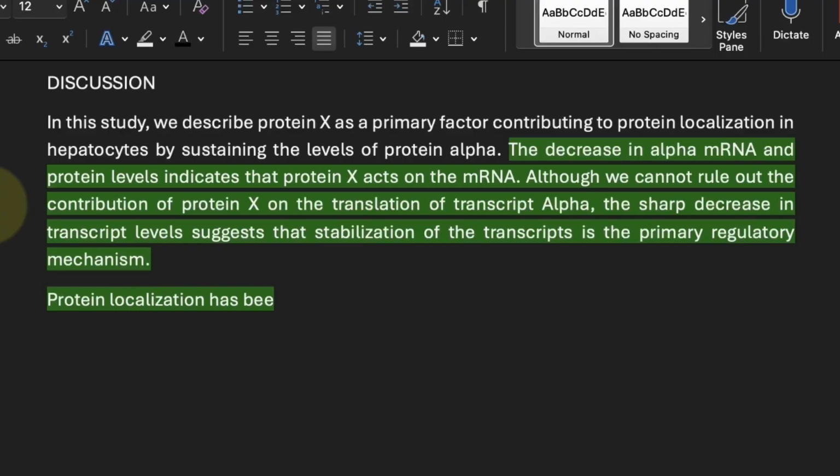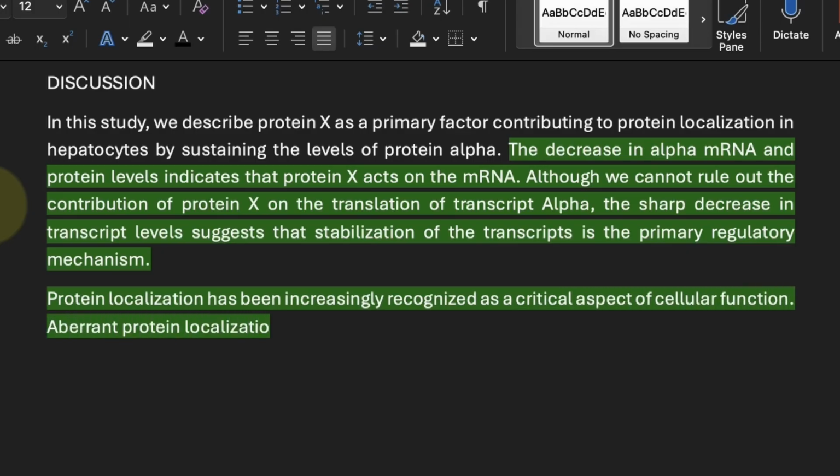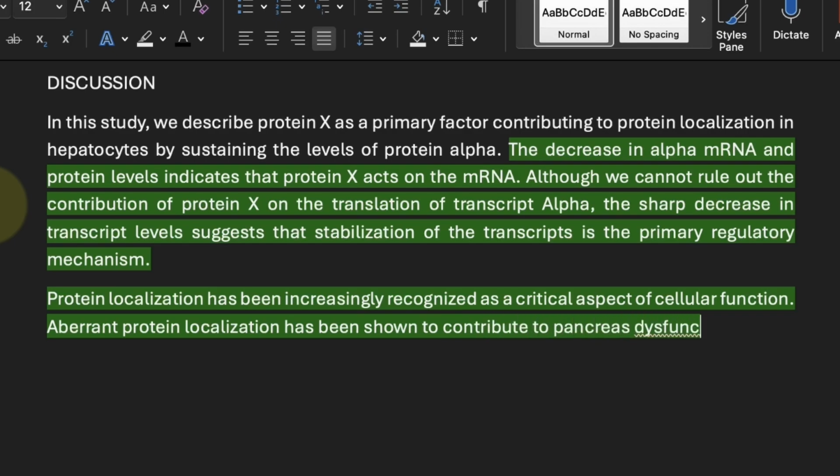So in another paragraph of the discussion we can go into more detail about the issue of protein localization, and here we can also put our study into a broader context. This is another important thing that we can do in the discussion. So in this case we can say protein localization has been increasingly recognized as a critical aspect of cellular function, and then aberrant protein localization has been shown to contribute to pancreatic dysfunction. And we give again these references.